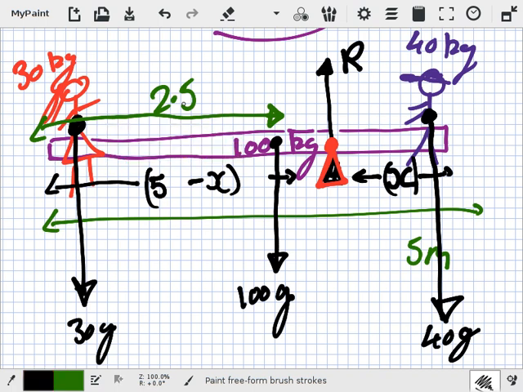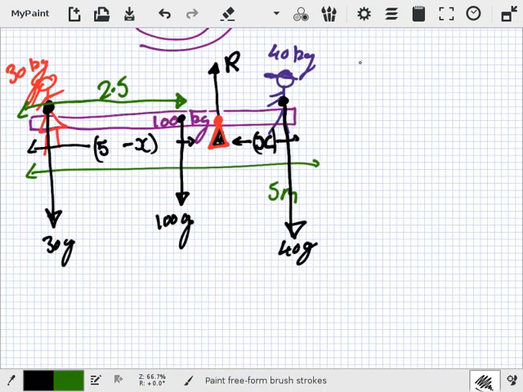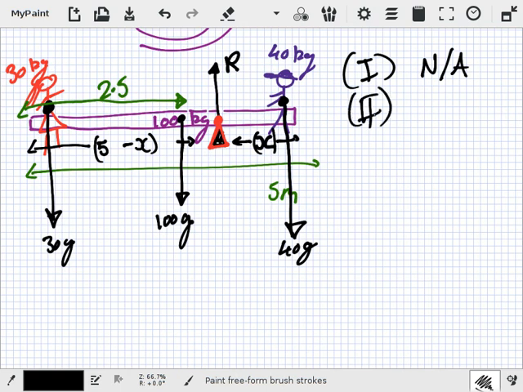So we want this to be balanced. Is there any force going to the left? No. Is there any force pointing to the right? No. Is there any force going up? Yeah, the reaction. So the first one, left and right, there's nothing. Second one, up and down. What's the force going up? The reaction. And what are the forces going down? 30g and 40g and 100g. So, in other words, 170g.